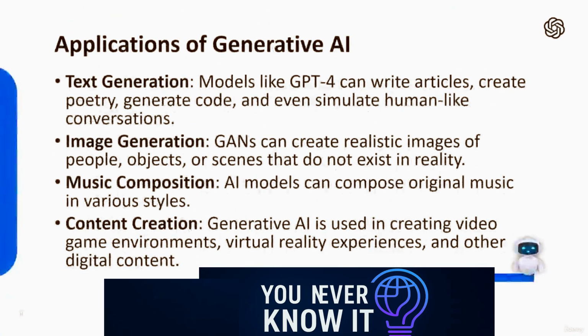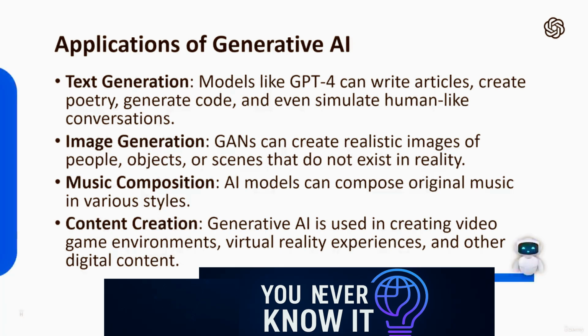Applications of generative AI. Which generative AI applications are trending and most popular in the industry? Text generation: models like GPT-4, the 3.5 version is also there but GPT-4 is the latest one, can write articles, create poetry, generate code like software source code, and even simulate human-like conversations, as you communicate in a language.